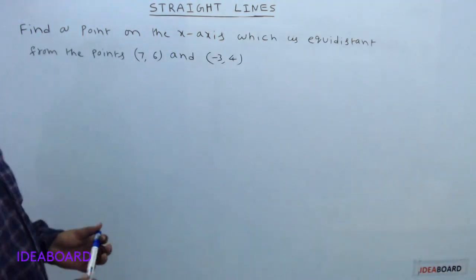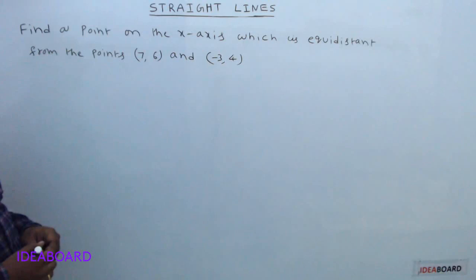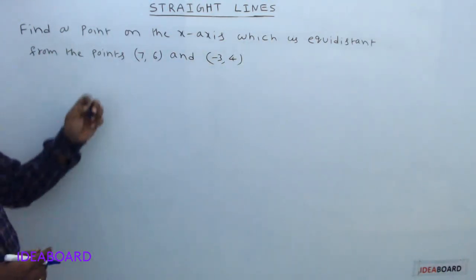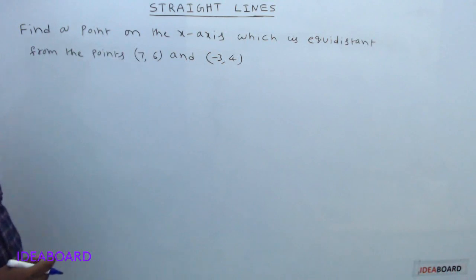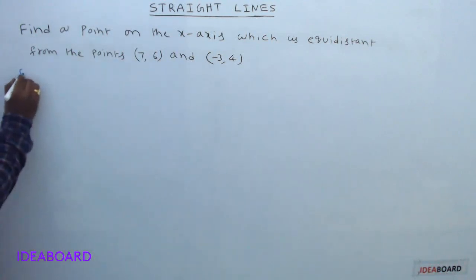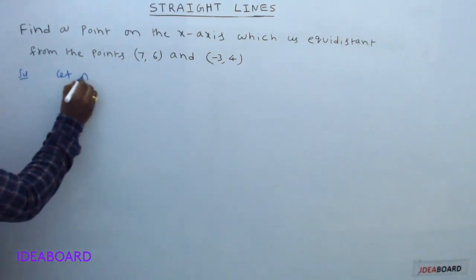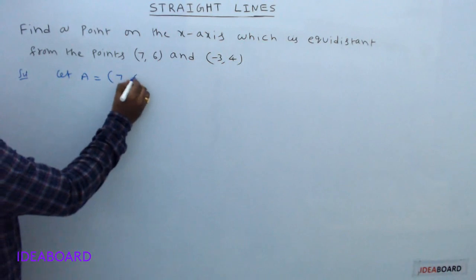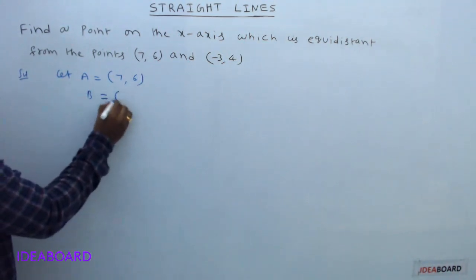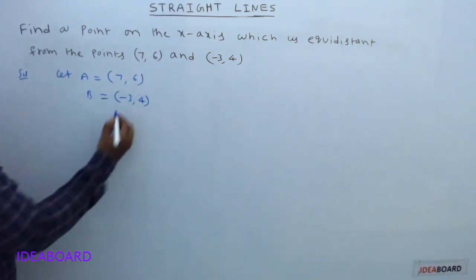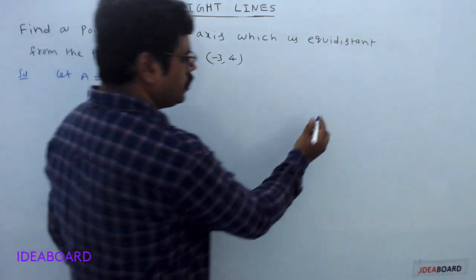Now come to the next problem. Find a point on the x-axis which is equidistant from the points 7 comma 6 and minus 3 comma 4. First take these 2 points as A and B. Let A equals 7 comma 6, B equals minus 3 comma 4.